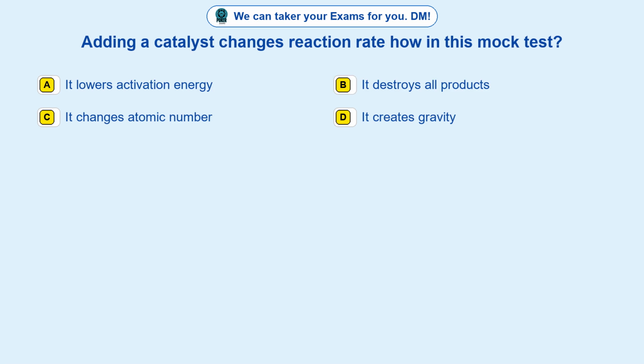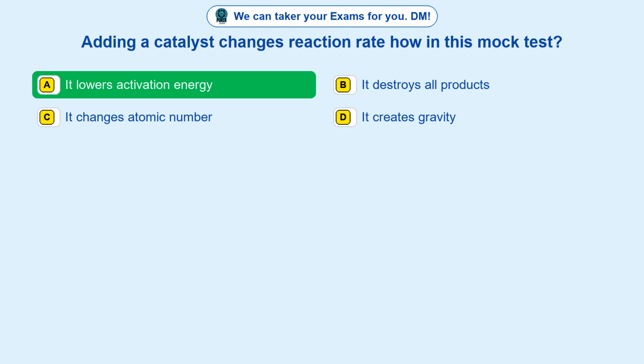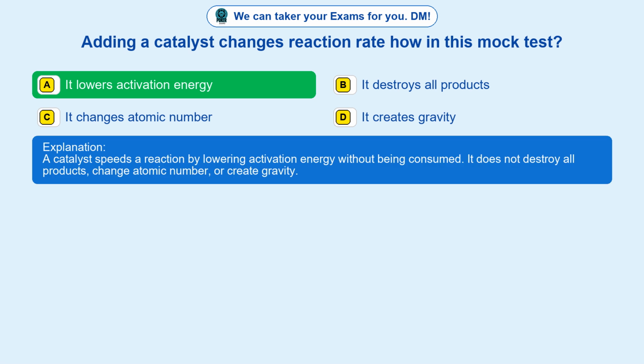Question 37. Adding a catalyst changes reaction rate how in this mock test? Option A. It lowers activation energy. Option B. It destroys all products. Option C. It changes atomic number. Option D. It creates gravity. The correct answer is option A. It lowers activation energy. A catalyst speeds a reaction by lowering activation energy without being consumed. It does not destroy all products, change atomic number, or create gravity.